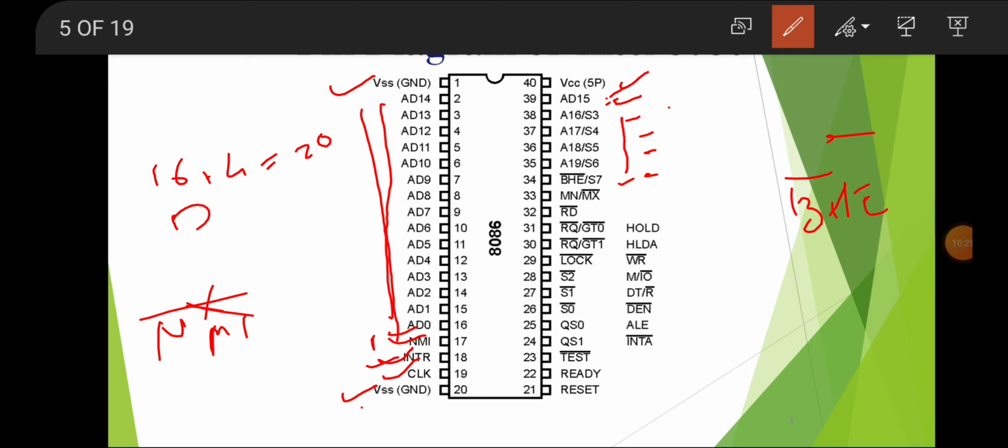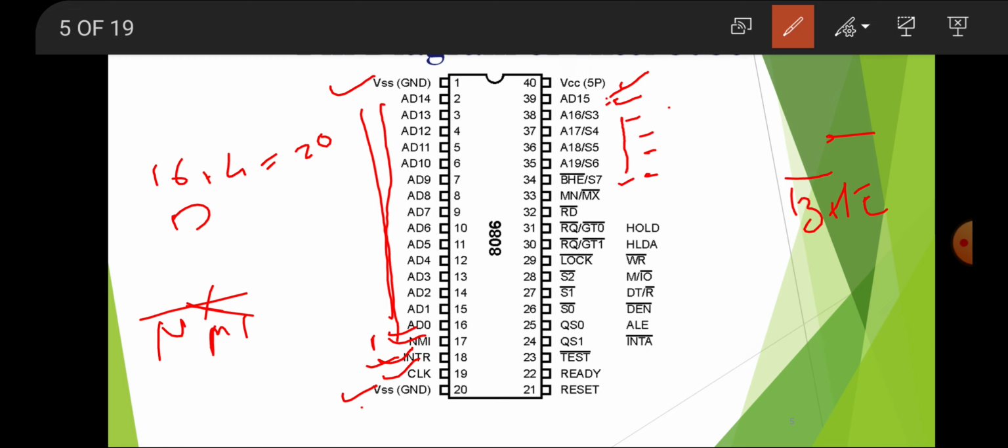So clock input, the clock input provides the basic timing for the processing operation and bus control activity. It is a symmetric square wave with a 33% duty cycle. When we perform the programming, I will explain the timing diagram and all these things. First, this clock is used for synchronization as well as for timing the processing operation.